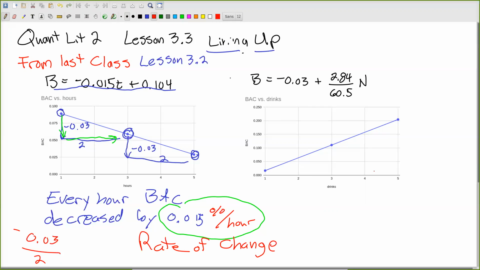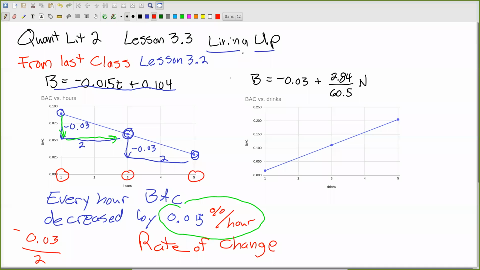Is that where we did the 1, 3, 5 hour, 1 hour, 3 hour, 5 hour? That's correct. So yeah, if you look at the bottom of my graph here, let's see, where's my pen? Here's 1 hour, 3 hours, and 5 hours later. Okay, thank you.